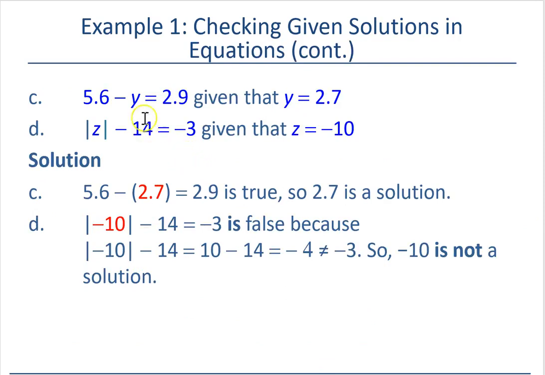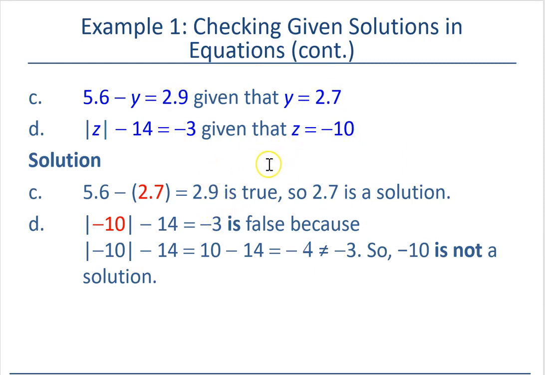Let's do another one here. Notice they got 5.6 minus y equals 2.9, and they're going to say that y is equal to 2.7. So notice here, same thing as before. Whatever they're saying y is equal to, plug that in for y, which is what they do here. 5.6 minus 2.7 equals 2.9, which is true because 2.9 does equal 2.9, so 2.7 is a solution.